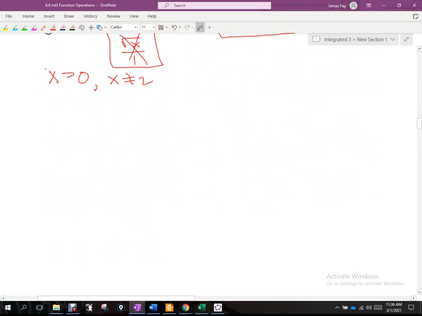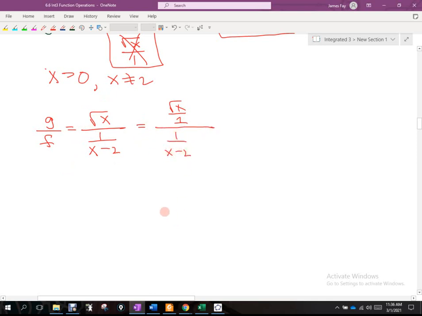If I go G over F, so this is a little bit different. G over F would be radical X divided by 1 over X minus 2. Okay. And now here's the issue with this. This is the type of problem that we get problems with. Radical X is that fraction, and 1 over X minus 2 is that fraction. If I take this fraction here, X cannot be 2 because that would give me division by 0 down here. Does that make sense, everybody? Okay. So I'm not allowed to have X be 2.